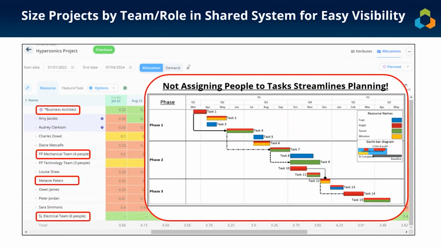People and teams have rates. And again, the nice thing is by not assigning people to tasks, it streamlines your planning. It actually makes planning easier for the PM and improves their predictability. We see time and time again where forecasts and predictability levels increase dramatically when they stop putting people on tasks and they start doing this role-based planning at a project or at an epic level.